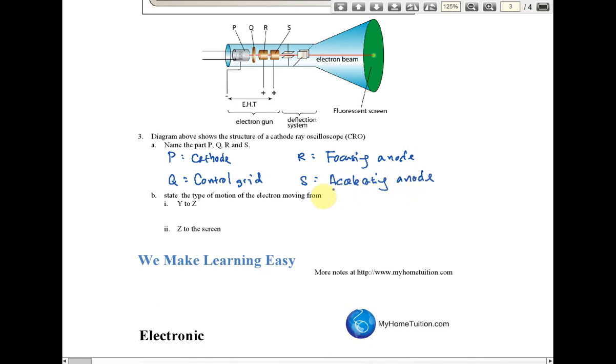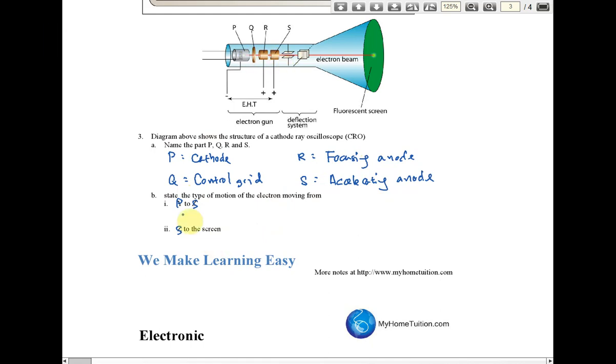And then B, state the type of motions from Y to Z. Not Y to Z, I think. It should be P to S, and from S to the screen. Let me do some correction here: P to S and S to the screen. But what types of motions from P to S?